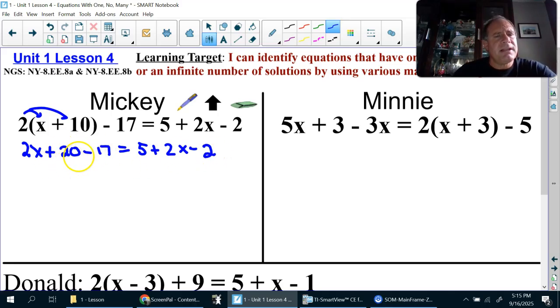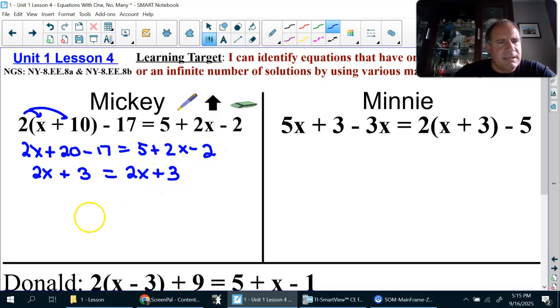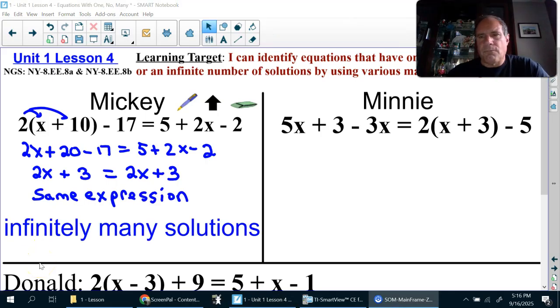And we're going to combine like terms. You see each side has 3 terms. So we're going to just do 20 minus 17, which is 3. So 2x plus 3 equals, and then we're going to put this 2x first, and we're going to do 5 minus 2 is plus 3. Infinitely many solutions.